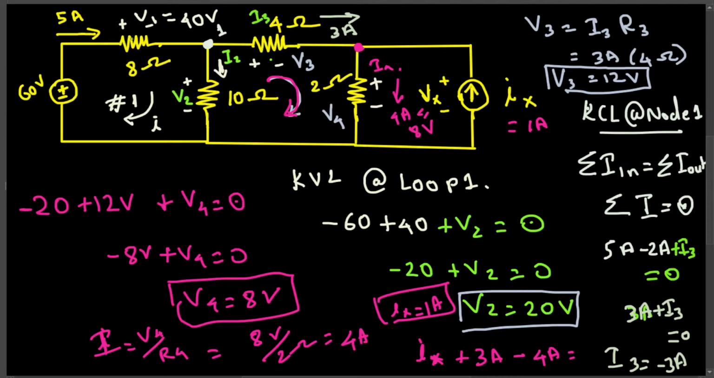That's it. We solved this circuit. That's how you can use KCL and KVL to solve any unknown value in a circuit.